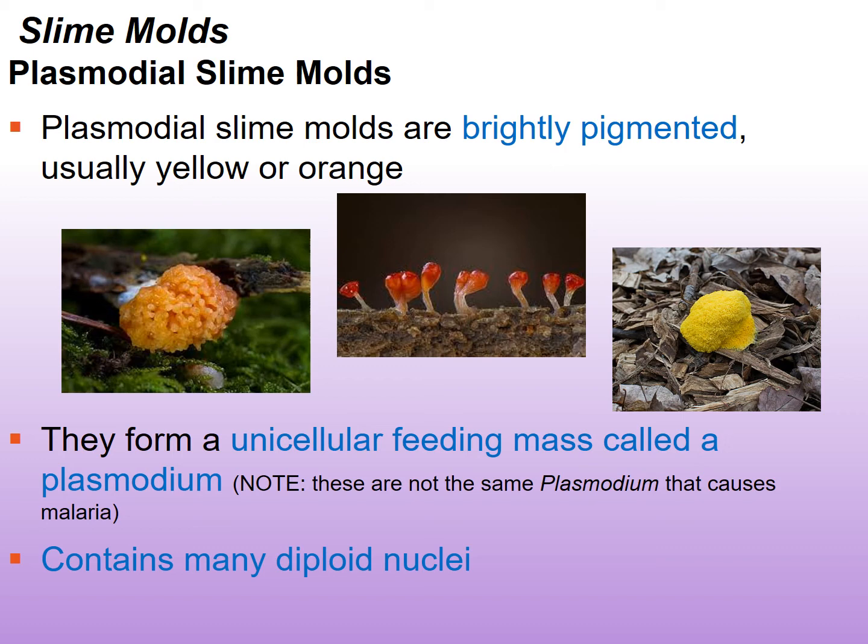It's a very large cell which contains multiple diploid nuclei. So what actually happens is that there's no cytoplasmic division, only nuclear division. Now, the very large mass is called a plasmodium, and this is the feeding stage of the life cycle of a plasmodial slime mold. And it's also important to note that this is not the same Plasmodium falciparum that actually causes malaria. Right? So remember, that's an organism that infects the blood and gets inside the blood cells, and it's transmitted via mosquitoes. This is something completely different.